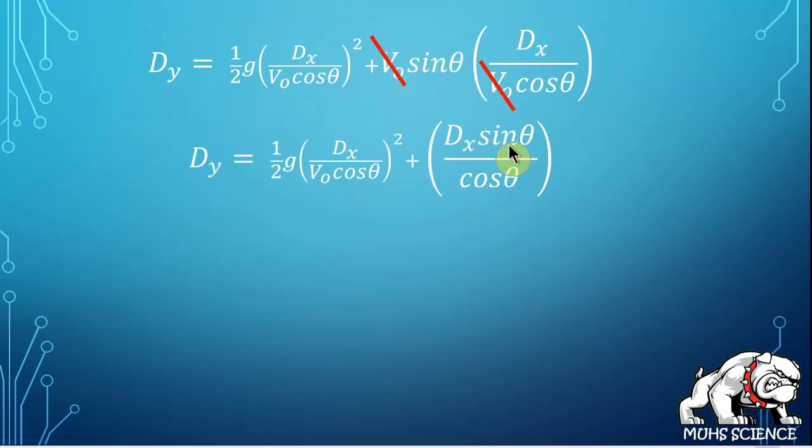Now, some people might say, well, I've got sine theta over cosine theta, that's the tangent of theta. Actually, that's a mistake. We are going to need the cosine and sine here in a little bit, so we're not going to touch those.